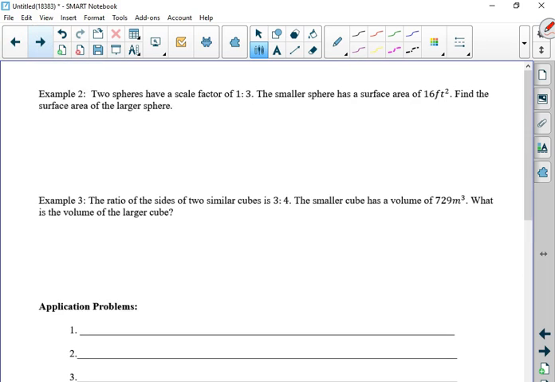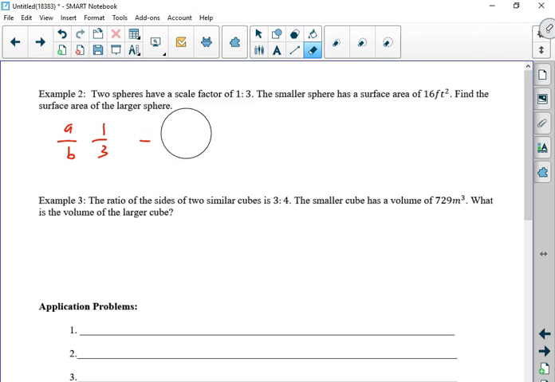Number 2, two spheres have a scale factor of 1 to 3. Okay, so A to B, 1 to 3. The smaller sphere, that's going to be A, obviously, because B is bigger than A, has a surface area of 16. Find the surface area of the larger sphere. Sorry, I got ahead of myself.